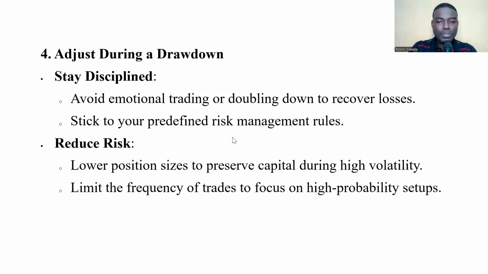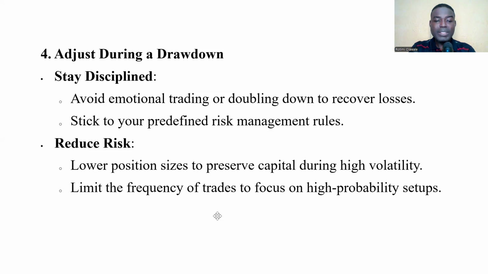And the third thing you need to do if you find yourself in a drawdown is lower position sizes to preserve capital during high volatility. So when there's expected volatility, possibly during a news event, you need to lower your position sizes. If you want to open other new trades, make sure you're not trading a high lot size again when a percentage of your account is already at risk with a drawdown. There's no wisdom in it. Don't keep opening trades with a high risk again when a percentage is already in a drawdown.